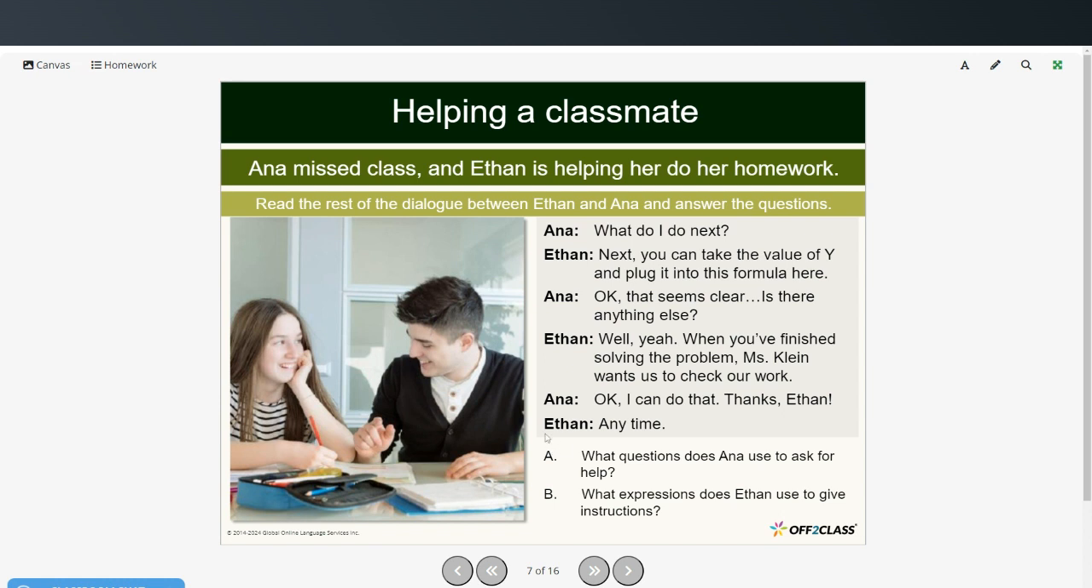Anytime. So what questions does Anna use to ask for help? Well, here she says, what do I do next? And is there anything else? And what expressions does Ethan use to give instructions? You can take the value of y and plug it into this formula here. And then when you finish solving the problem, Ms. Klein wants us to check our work.